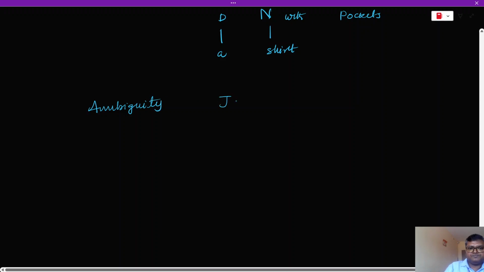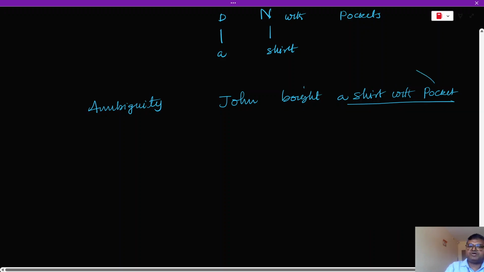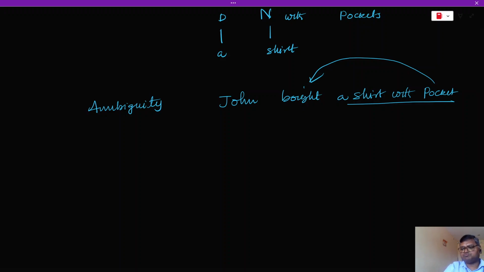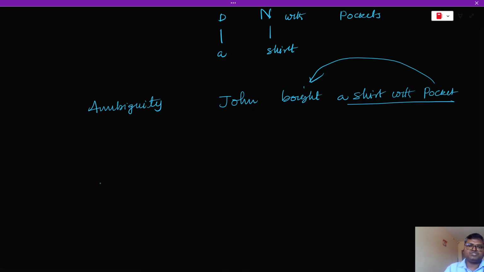One meaning is John bought a shirt. According to one derivation, shirt with pockets is a single phrase. In another derivation, with pockets is associated with bought. That means he bought a shirt with his pockets, that means the money in the pocket. So this is known as ambiguity. So this is what makes syntax parsing very complex.